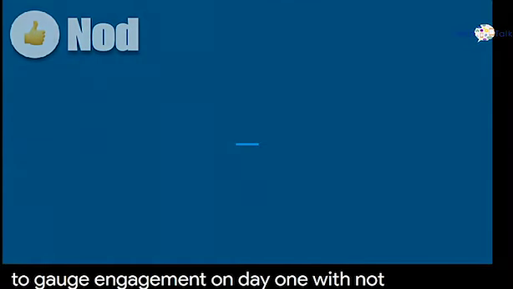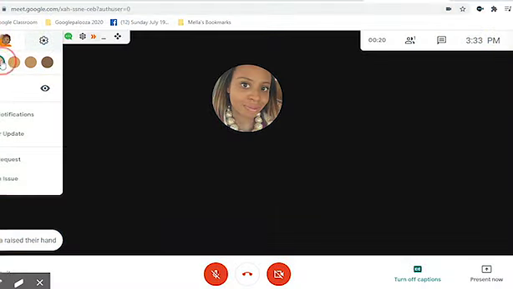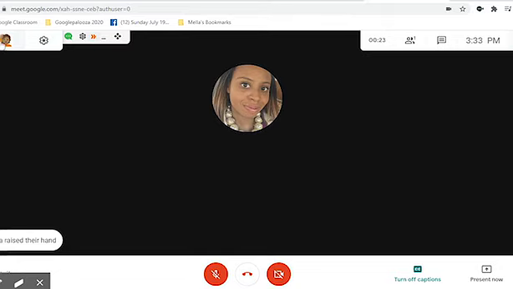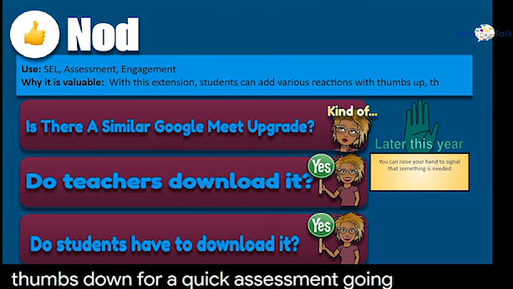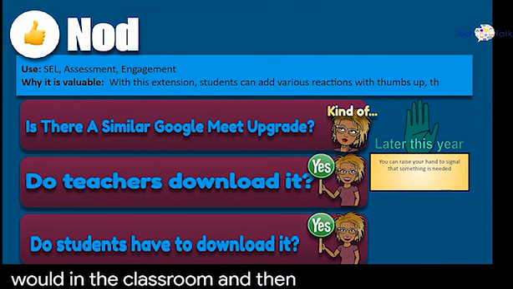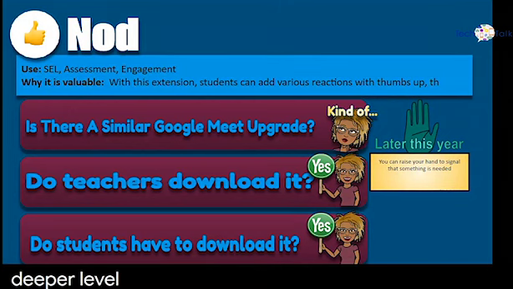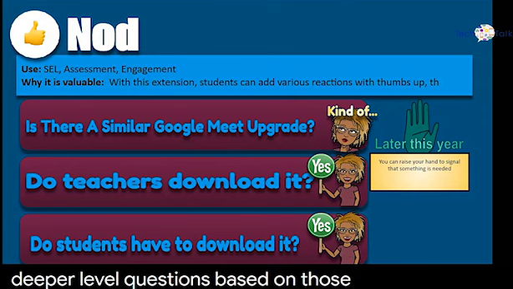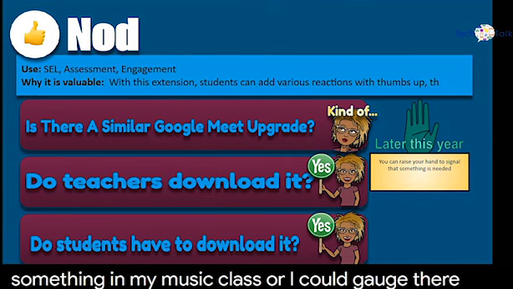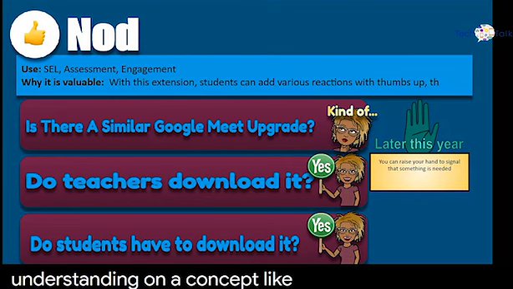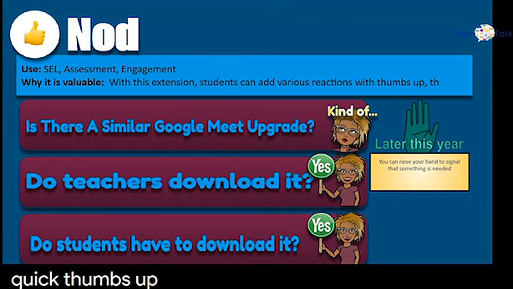With Nod, you can use and customize emoji reactions for students during your Google Meet. I can use thumbs up and thumbs down for a quick assessment the way that I would in a classroom. And then after that, I could ask deeper level questions based on those reactions. So I could ask my students how they felt about playing through something in my music class, or I could gauge their understanding of a concept that I just mentioned with a quick thumbs up, thumbs down, and then I could ask some detailed questions to certain students.